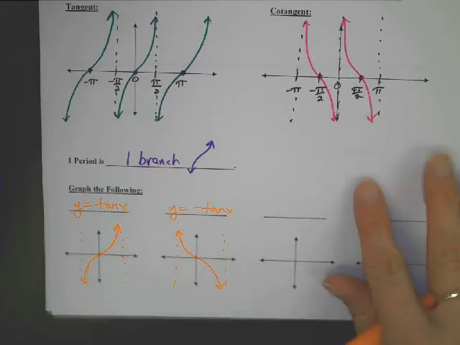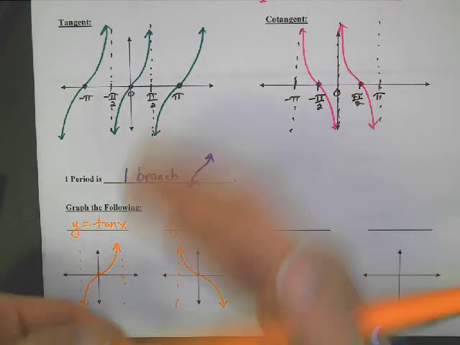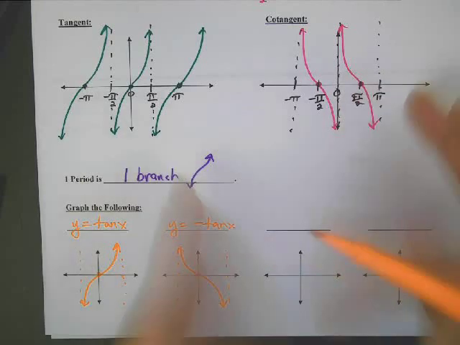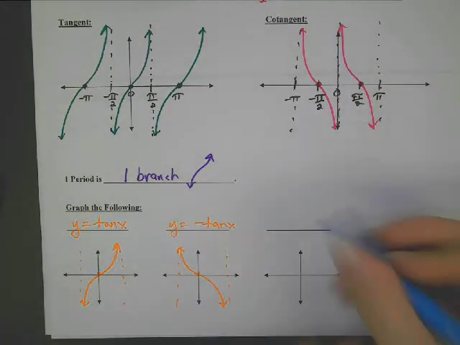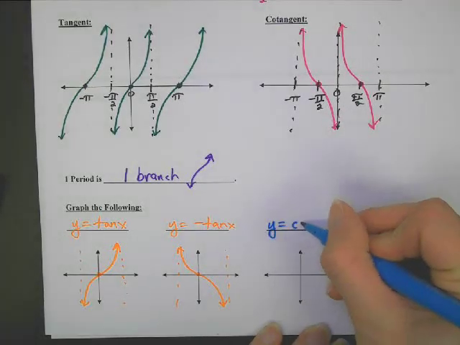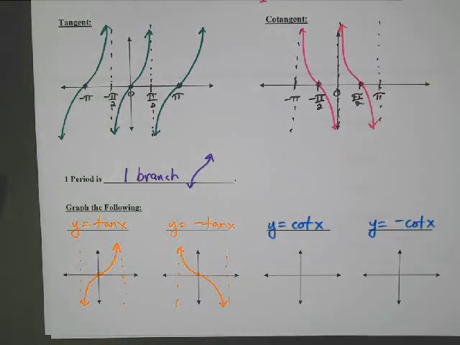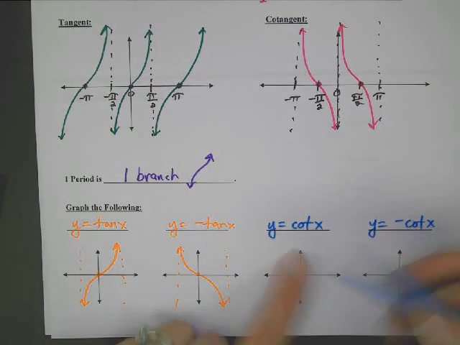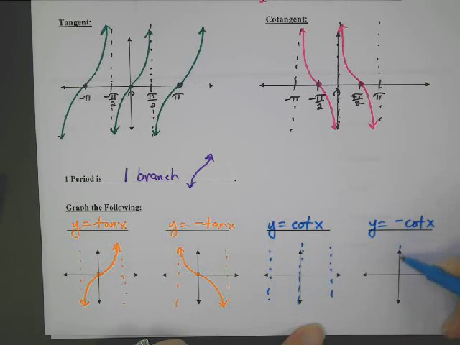Not exactly, because a cotangent graph starts with an asymptote. It has the same shape, down to the right, but cotangent also has a little bit of shift. So let's go ahead and summarize cotangent here. Y equals cotangent of x, and what would a negative cotangent of x look like? Well, first of all, you have to know that cotangent starts with an asymptote, and it's either to the right or to the left. So that's how cotangent looks.